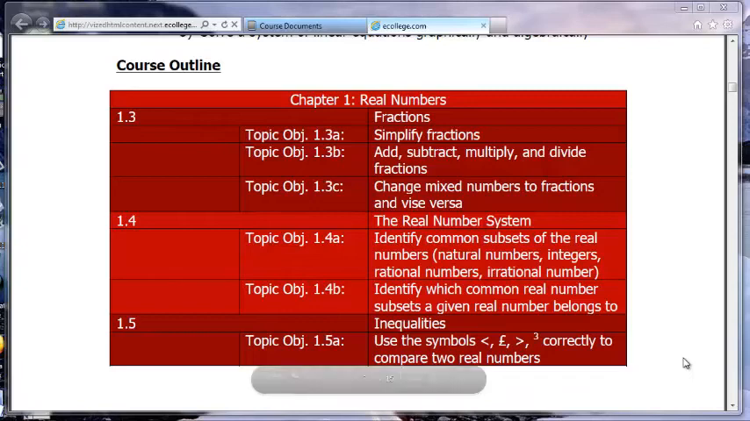Okay, today we will be in Chapter 1, Section 3, which is on fractions. As you can see from this course outline, which is located in your syllabus, we have 3 topic objectives to cover today. We are going to simplify fractions, learn to add, subtract, multiply, and divide fractions, and then learn how to change mixed numbers into fractions and vice versa.